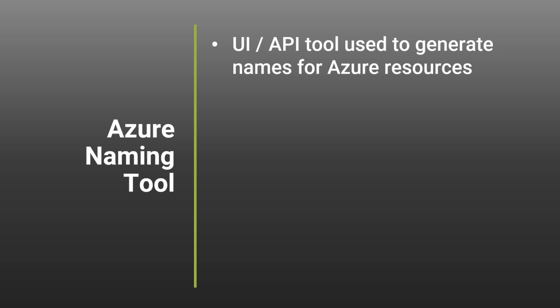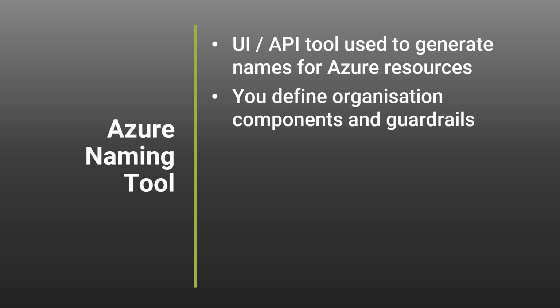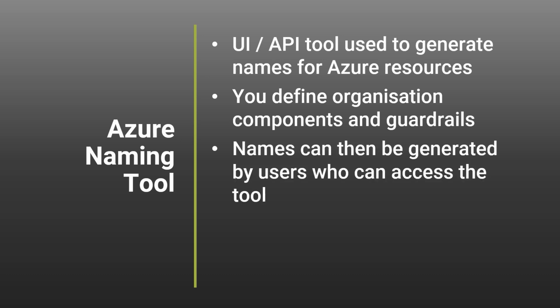After you go through the installation and configuration process, you define organization components and guardrails with how your specific organization has agreed to name resources in Azure. And you've got a lot of control there around what you can do. After that, names can then be generated by users who can access the tool. So there's an admin login to the tool, which you'll see here in a few moments. And that's where we have the ability to go and modify the configuration and change the settings of the tool. But anyone in your organization that can access the tool can use it to generate names. Now, they can't change the configuration unless they know that admin login, but they can use it, of course, to generate the names, which is exactly what we want.